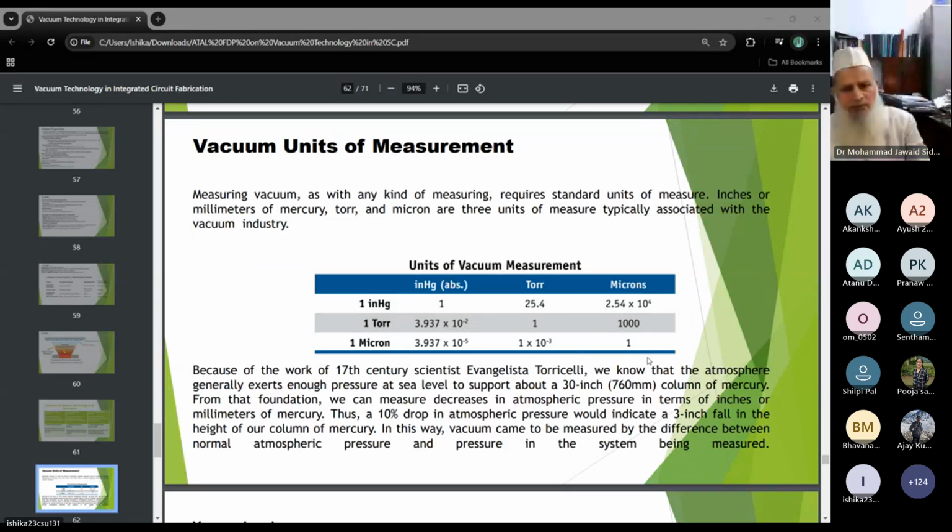We know that the atmosphere at sea level exerts enough pressure to support about a 30-inch, 760 millimeter column of mercury. So 760 millimeters of Hg is the atmospheric pressure, and 1 millimeter of Hg is 1 torr. We can measure a decrease in atmospheric pressure in terms of inches or millimeters of mercury. Thus a 10% drop in atmospheric pressure would indicate a 3-inch fall in the height of our column of mercury. In this way, vacuum came to be measured by the difference between normal atmospheric pressure and the pressure in the system being measured. Yes, please next.